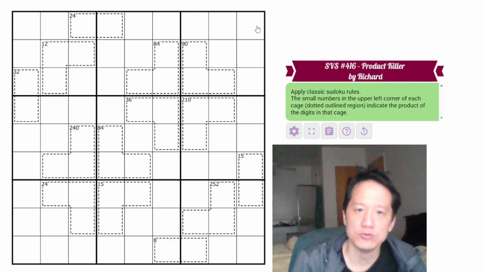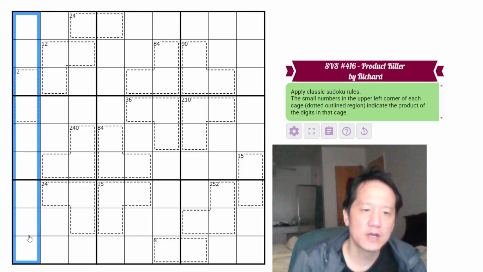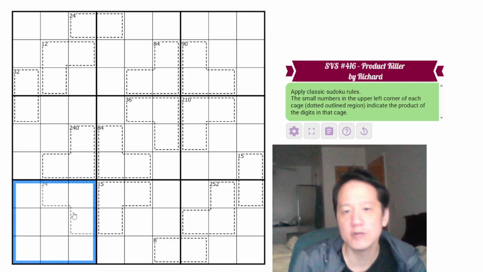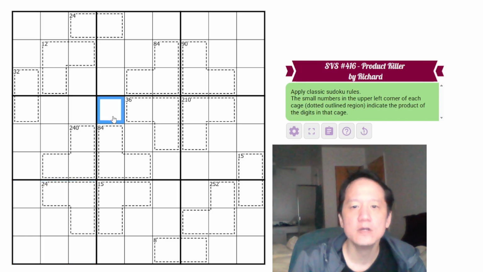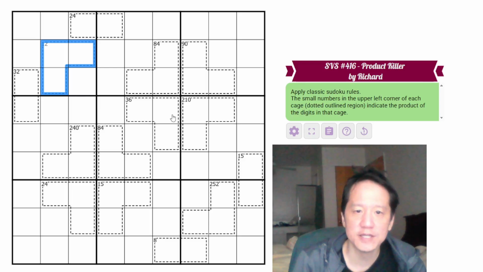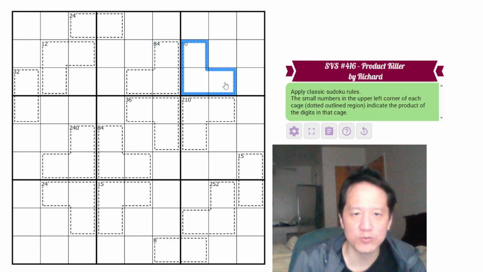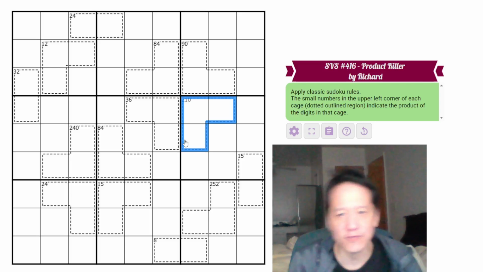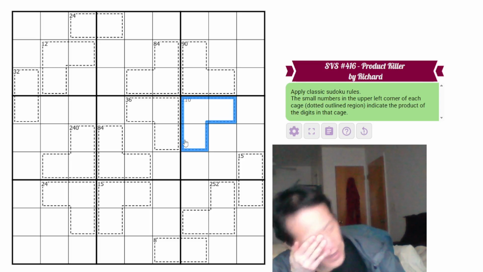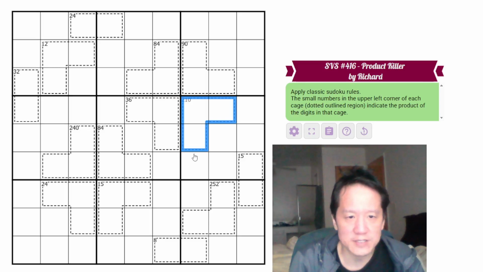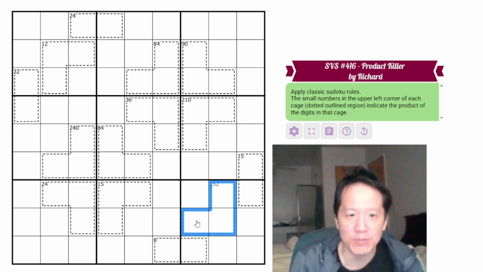Apply classic Sudoku rules, which means fill every row, column, and box with the digits 1 through 9 without repeats. The small numbers in the upper left corner of each cage, which is a dotted outline region, indicate the product of the digits in that cage. And there's no need to worry about repeats because those are already covered by normal classic Sudoku rules. So the product of each cage must multiply to the digit in the top left corner of the cage.